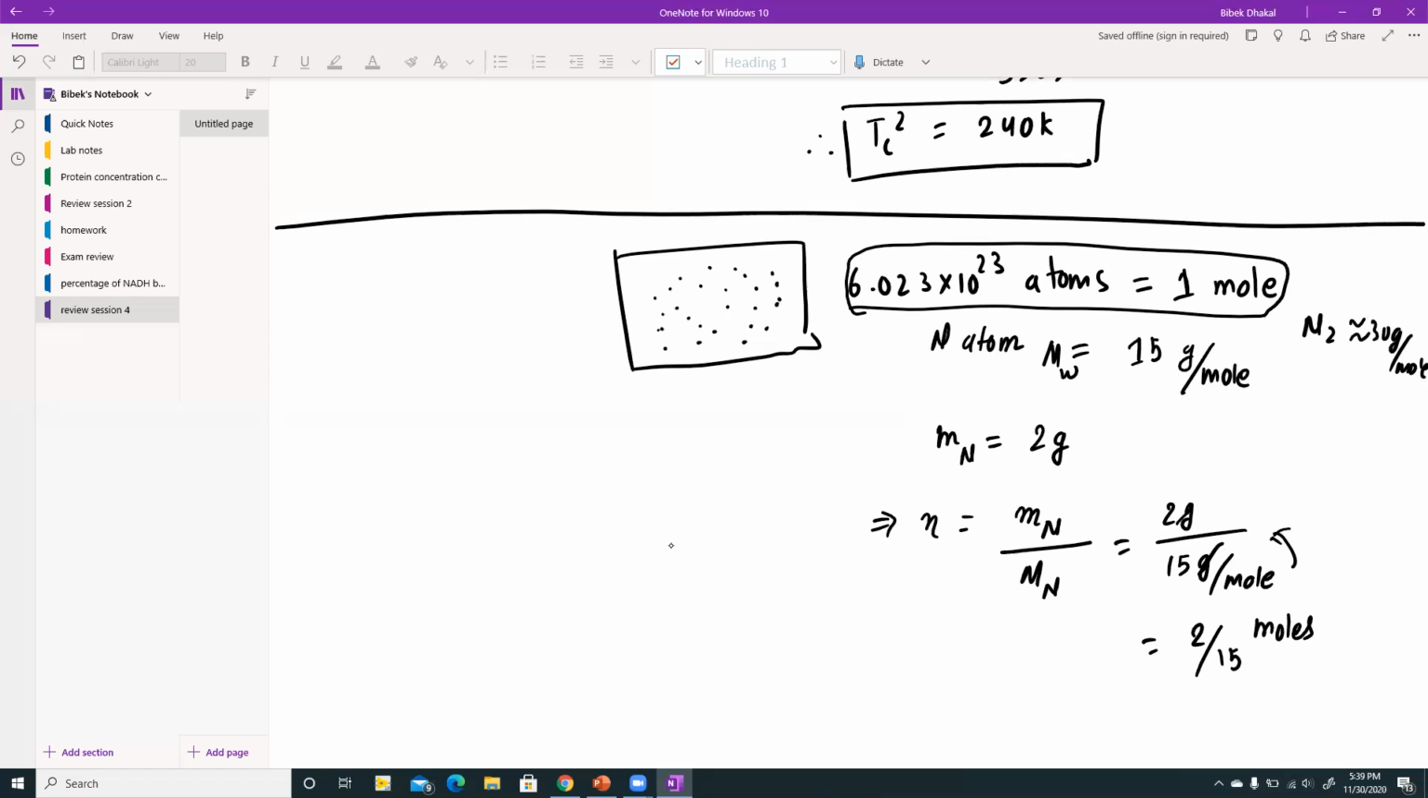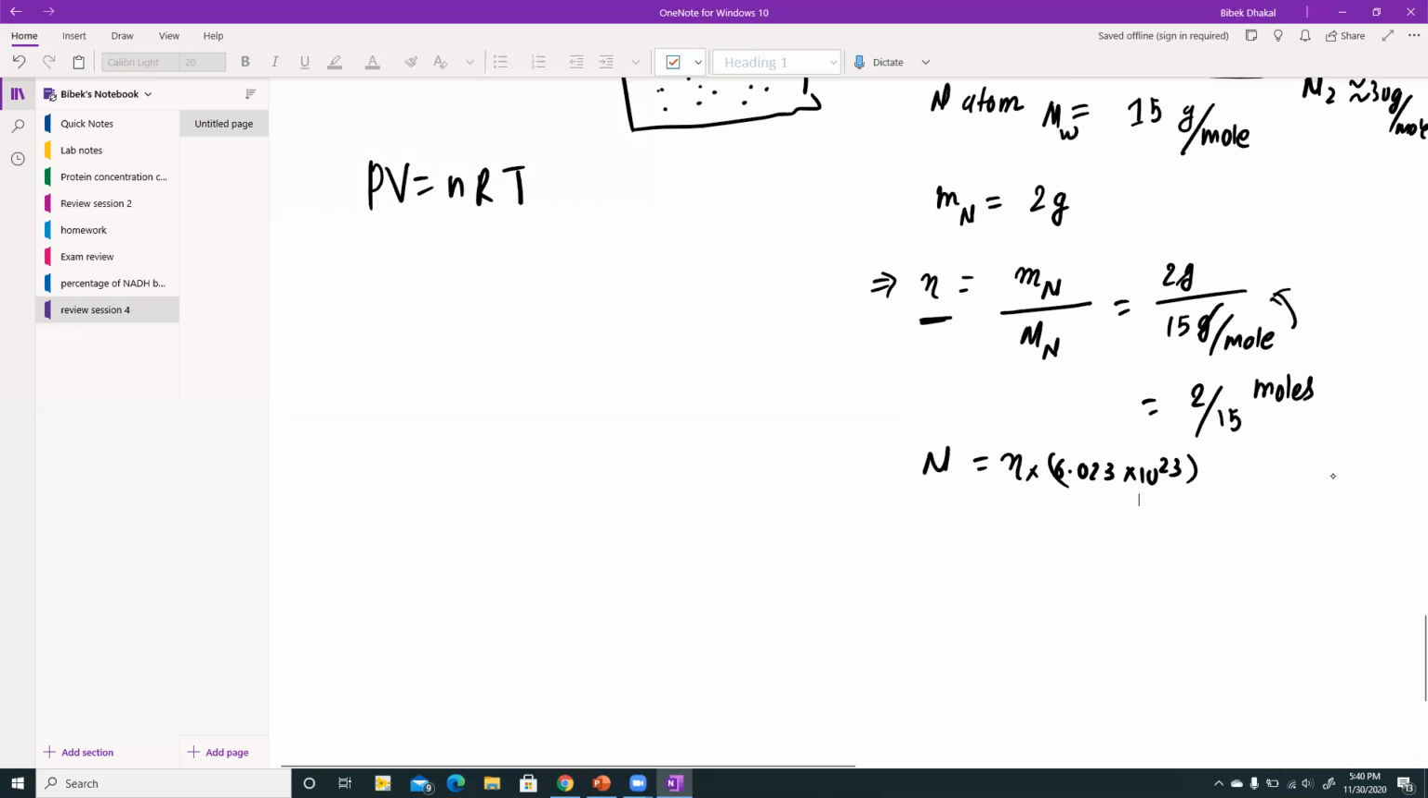And if you are dealing with n, then in that case your ideal gas equation is PV equals nRT. And if you are now finding N, that is the number of moles times 6.023 times 10 to the 23. If you multiply this number of moles with this number, then you will get N. In that case, your ideal gas equation is PV equals NkT. But most of the time you only have to deal with this equation, so please keep this equation in mind.